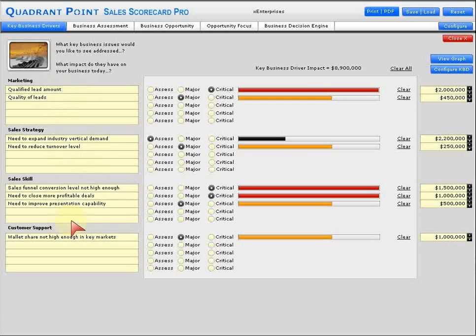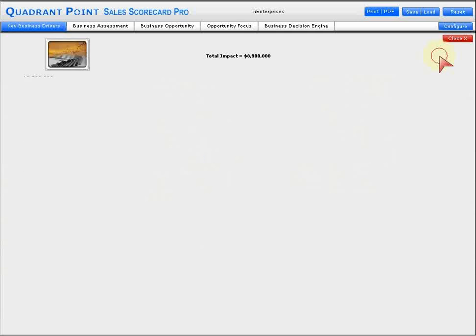Whatever these major subject areas and business focal points might be, aka key business drivers, you can take a quick look at which of those are in the assessment phase, are considered a major issue today, or are critical, and assign a value to them based on your business assessment internally. So as you take a look at that, we've configured this area here. You can also view it graphically.